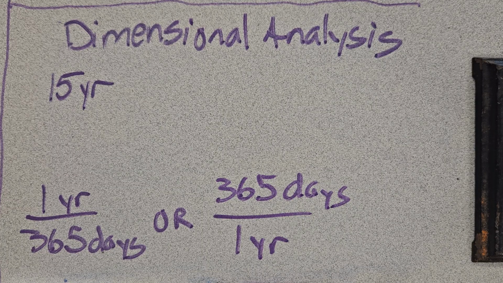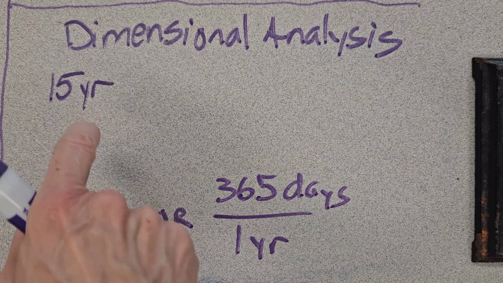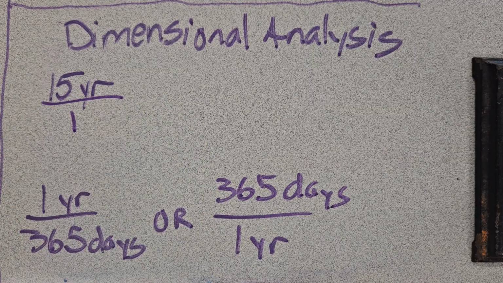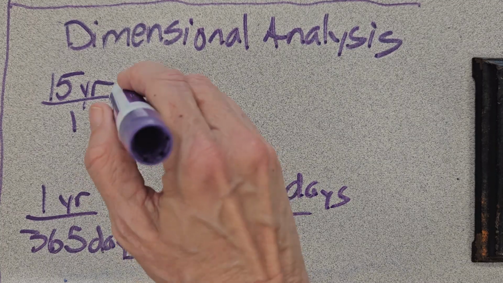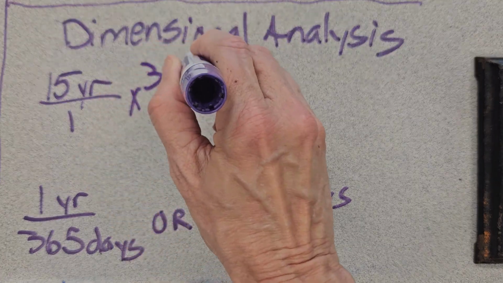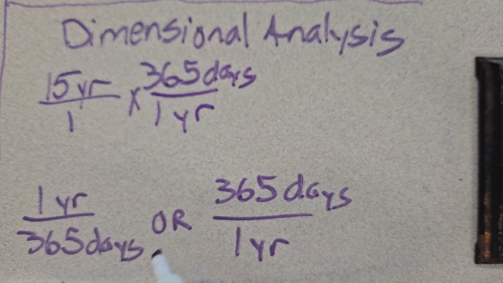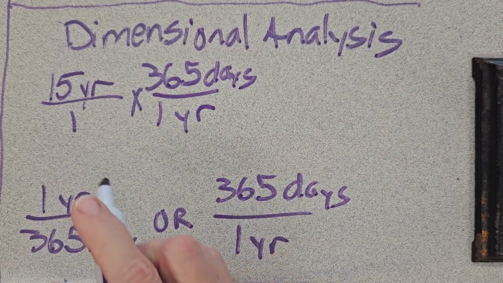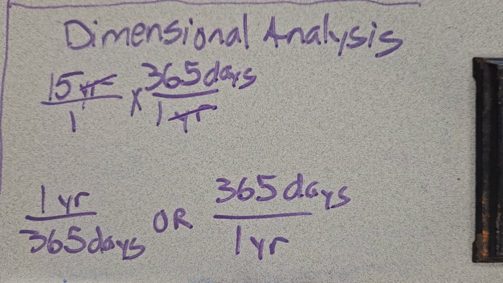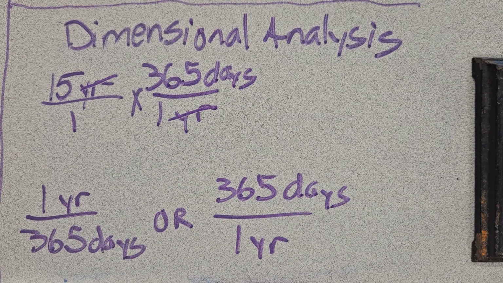We are going to pick the conversion factor that has years on the bottom, because right now, here's what I know. If you're 15 years old, there's my problem, 15 years. I'm going to put it over 1 just so you can see that 15 years is on top. I'm going to pick the conversion factor that has 365 days on the top and 1 year on the bottom. You guys have all had algebra class. You all know that if you have something on the top and the same thing on the bottom, it cancels out.